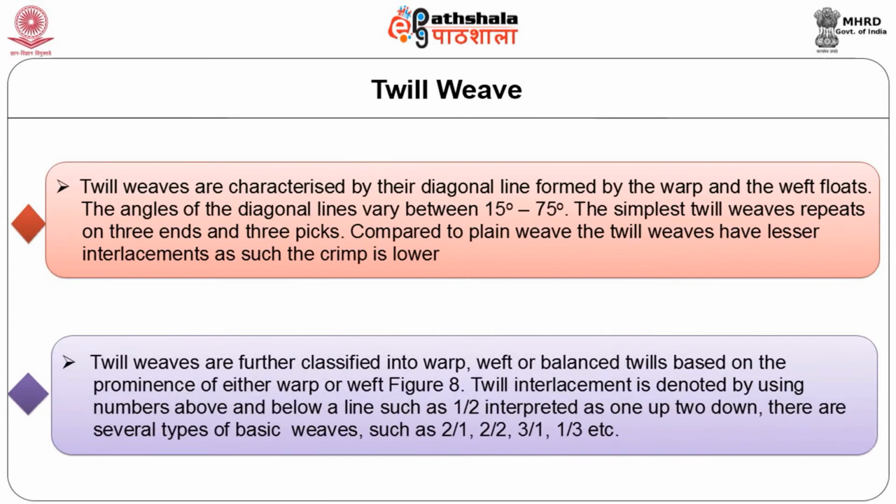Twill weaves are further classified into warp, weft or balanced twill based on the prominence of either warp or weft. Twill interlacements are denoted by using numbers above and below a line, such as 1 by 2, interpreted as 1 up 2 down. There are several types of basic weaves such as 2 up 1 down, 2 up 2 down, 3 up 1 down, 1 up 3 down, etc.